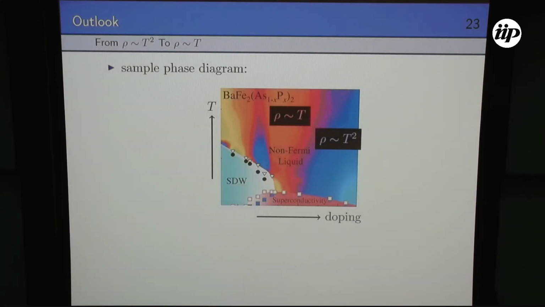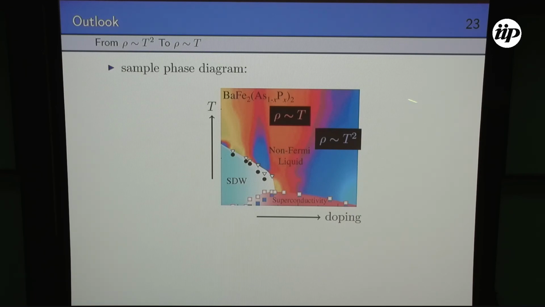All right, so let me make one point and then I'll stop. I mentioned earlier that one of our transport mysteries was we didn't understand where this linear in temperature resistivity was coming from in a non-Fermi liquid. Now, these non-Fermi liquids don't just sort of come on their own in nature. They come as a part of a very complicated and messy phase diagram, like this one.